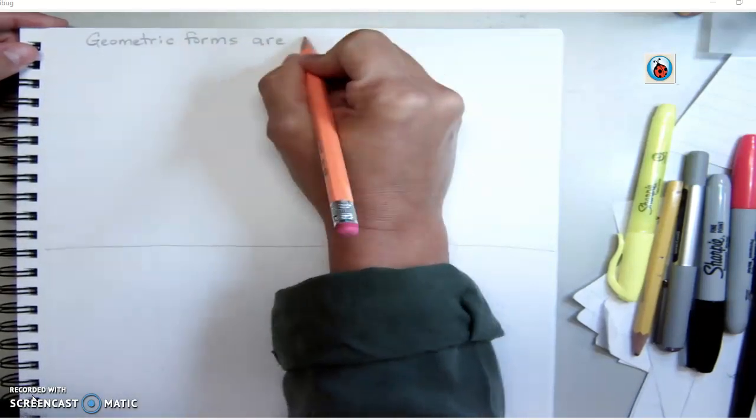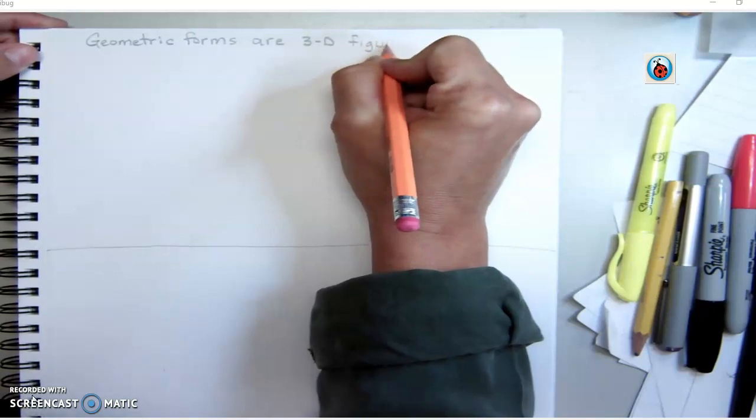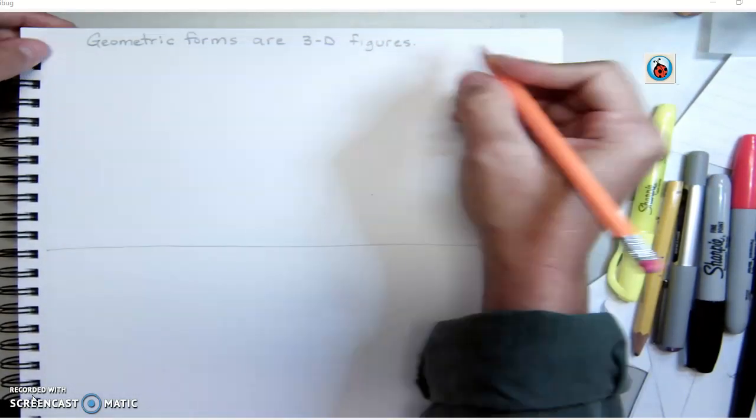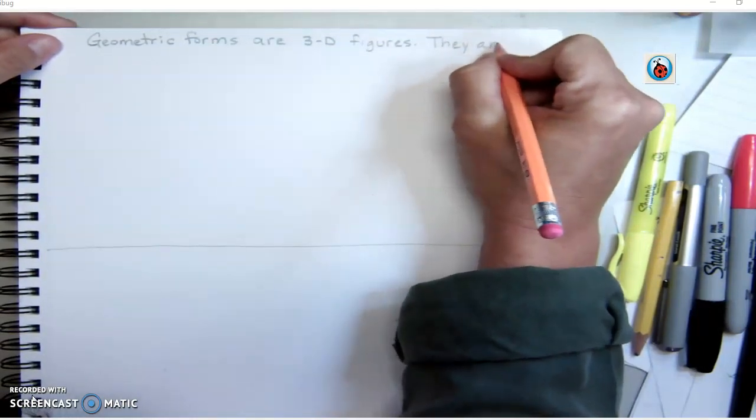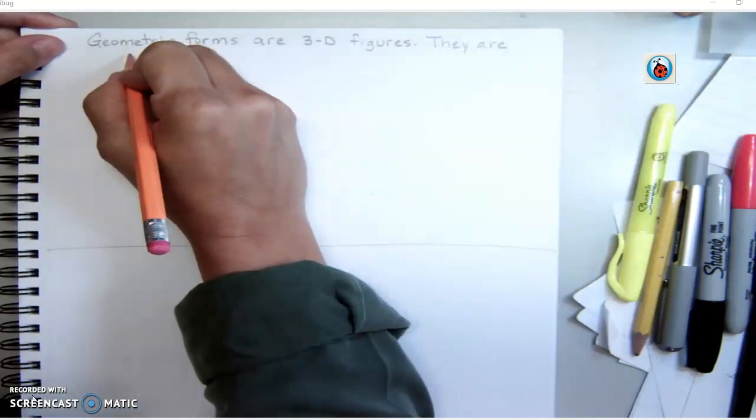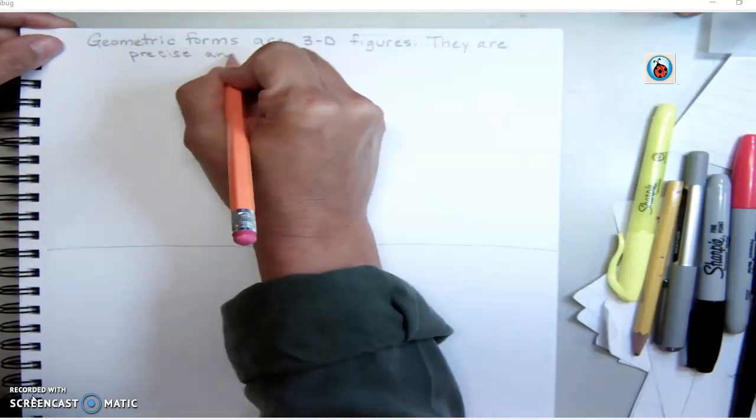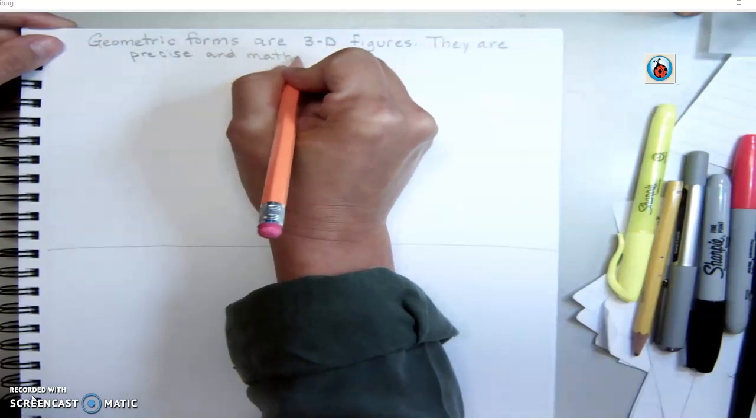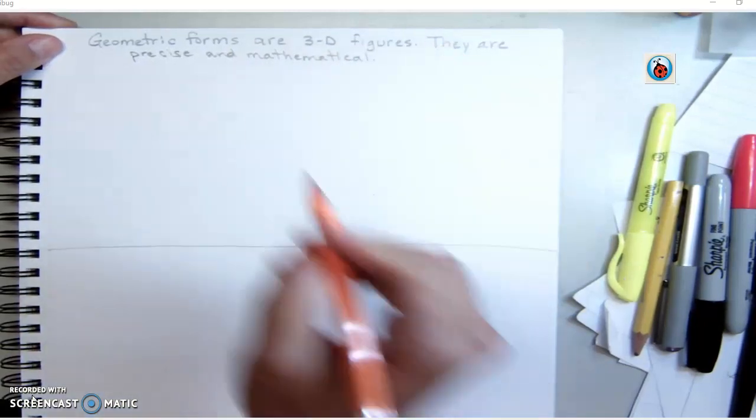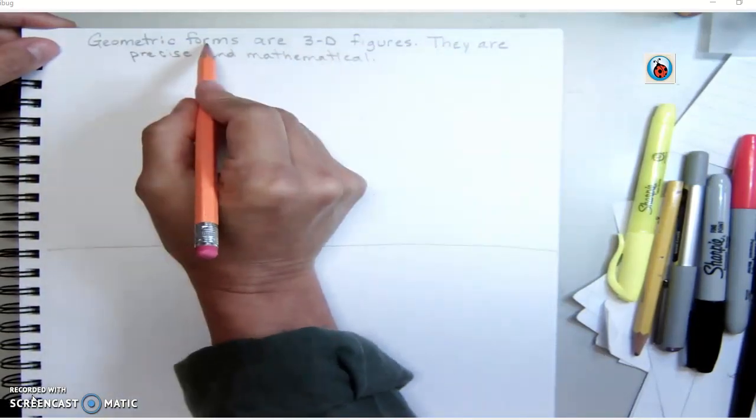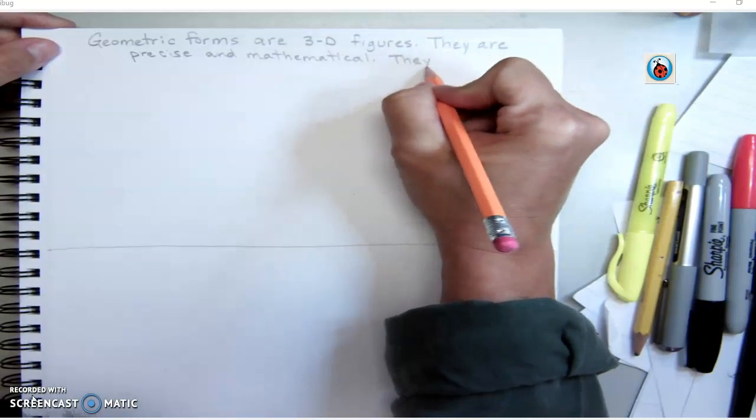Geometric forms are three-dimensional figures, okay? And just like geometric shapes, they are precise and mathematical. It means they have to be a certain way, okay? They're precise and they're mathematical. The difference between a geometric form and a geometric shape is that these are 3D, the other ones are 2D. So they have three ways you can measure it.